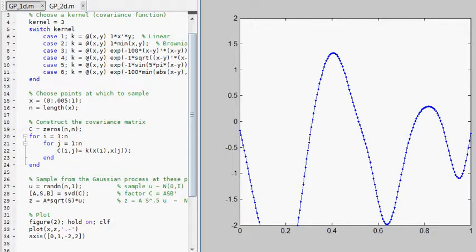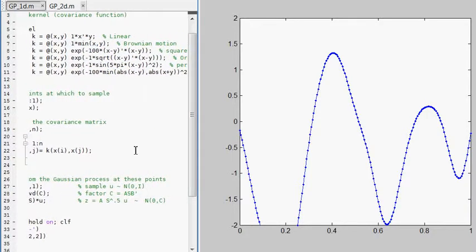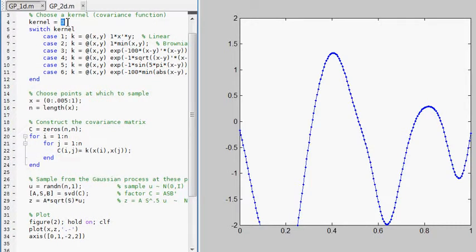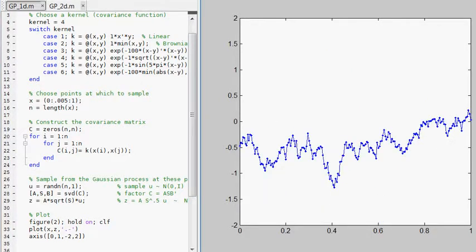So I think this one was, did I have this? Ornstein-Uhlenbeck. And indeed I do, and here it is. You just take the square root. So let's do that one. Run. What do we get? And it looks kind of like Brownian motion.